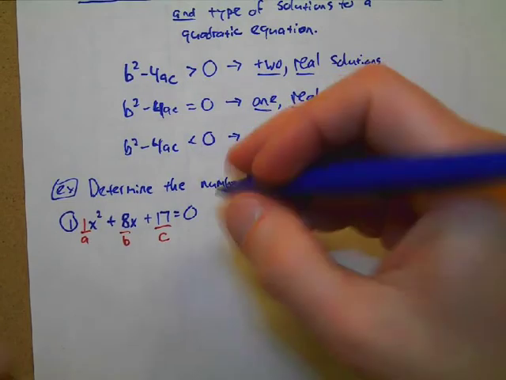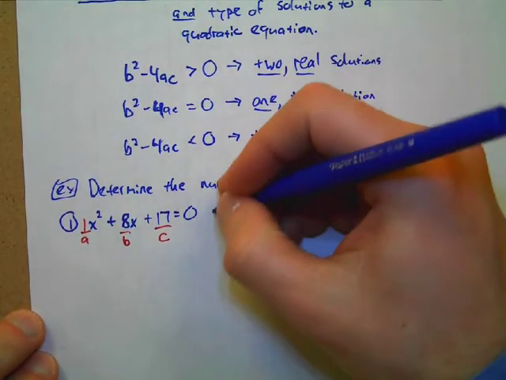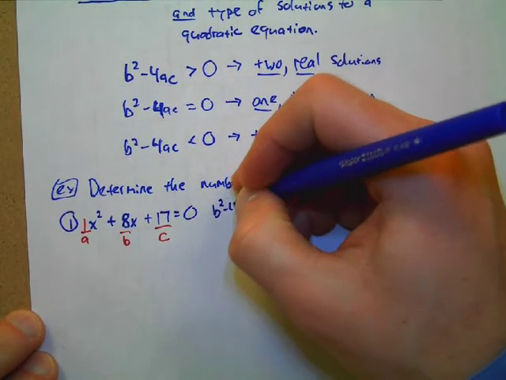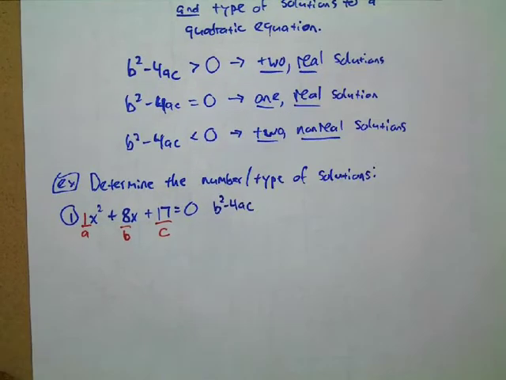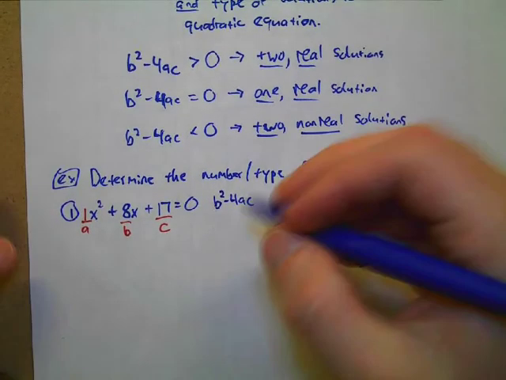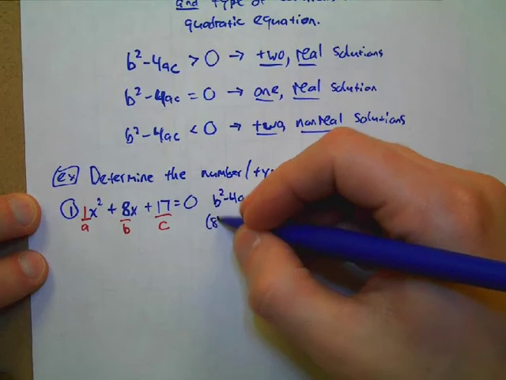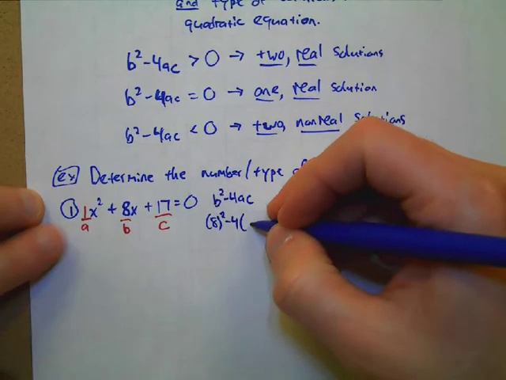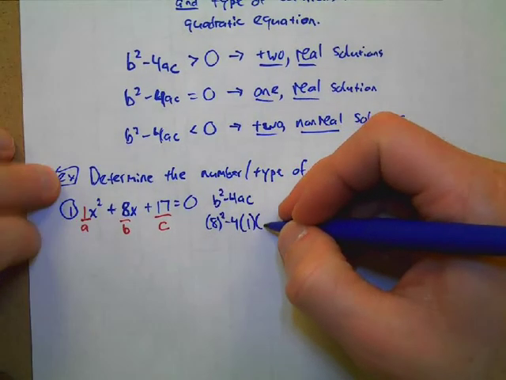Okay, so then we'll use our discriminant here. B squared minus 4ac. Okay, so again, we're not solving this. We're not finding the actual solutions. I mean, you could answer this by using the quadratic formula if you wanted to, but we're just going to use the discriminant here. Okay, it's quicker and easier. So we'll plug in 8 for the b, we'll plug in 1 for the a, we'll plug in 17 for the c.